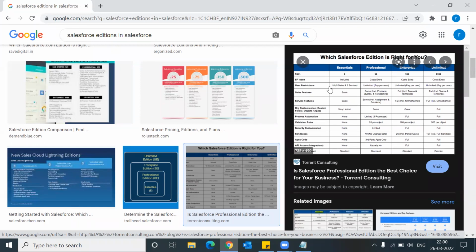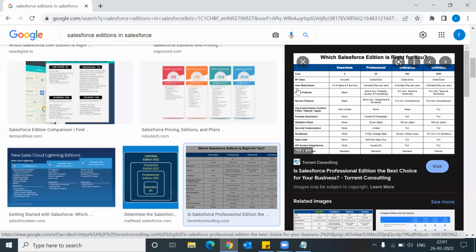So you can see user restriction 10. This is a limitation, very limited here. So validation rule, none. In this case, you cannot write a validation rule. Here it is 20 validation rules per object. Here 100 validation rules. Here 500 validation rules. So these types of features are available here. Apex code, not here. Professional, third party. It means you need to pay the amount for Professional edition. If you want to write an Apex class, here it is full. Here it is full, like that.